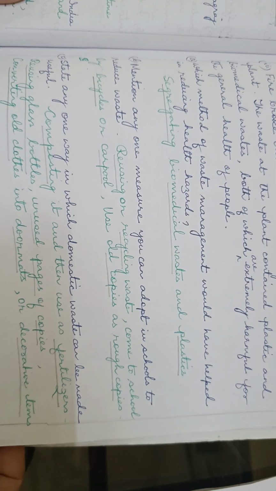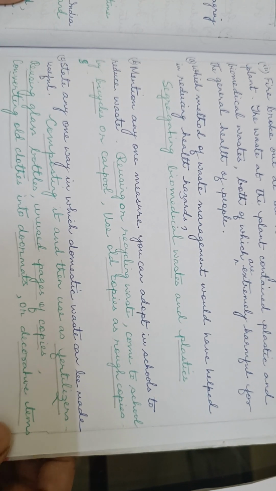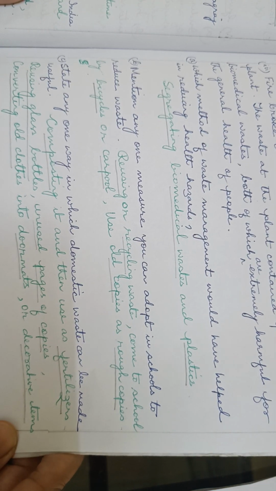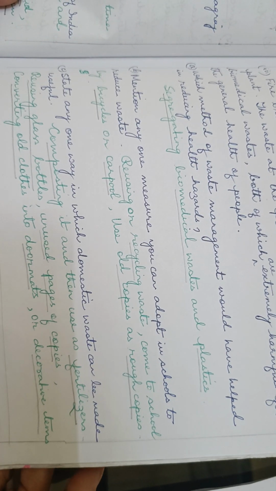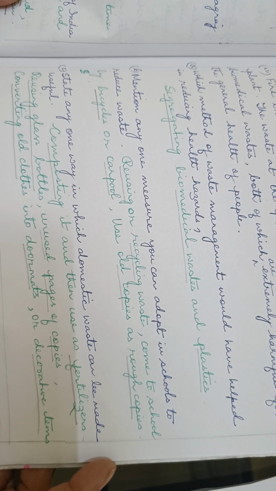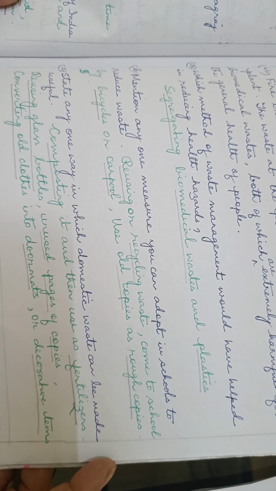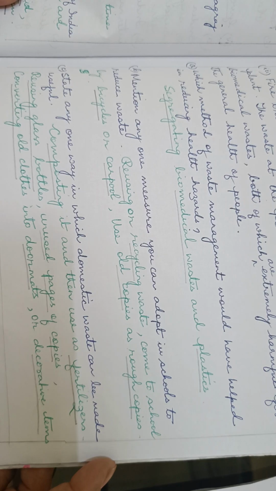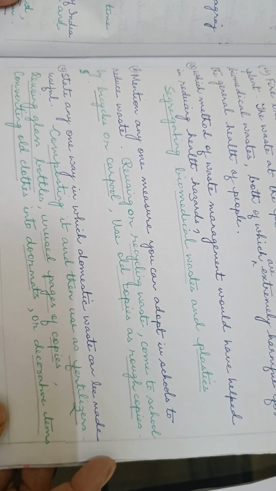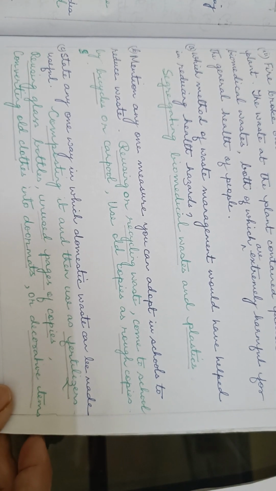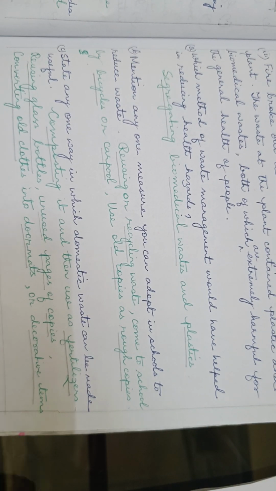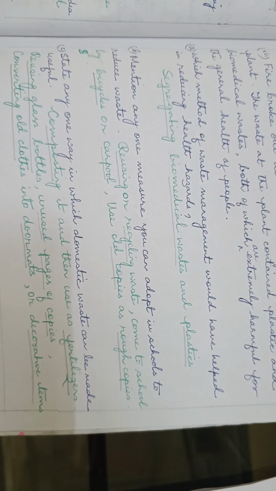And next, C, domestic wastes can be made useful because number 1, composting it and then we can use it as fertilizers, reusing glass bottles, next unused pages of copies we can use it, and next converting old clothes into doormats or decorative items. So these are the ways by which we can use domestic waste.